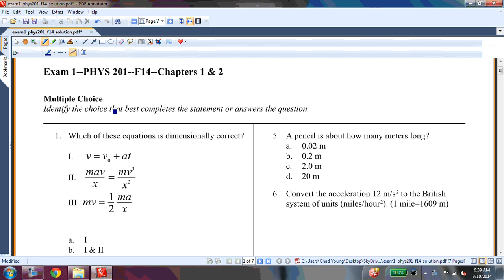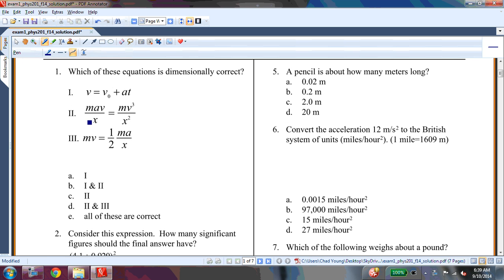Okay, this is exam 1 for physics 201. First of all, which of these is dimensionally correct? Well, this first one is one of our kinematics equations, so we know it's correct. Let me show you. Meters per second plus meters per second plus meters per second squared times time, which is seconds. That cancels. And so I'm left with meters per second all the way throughout.